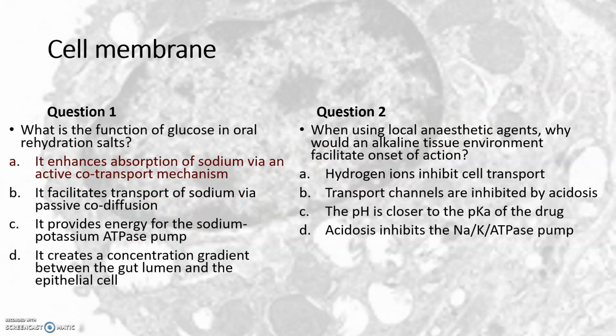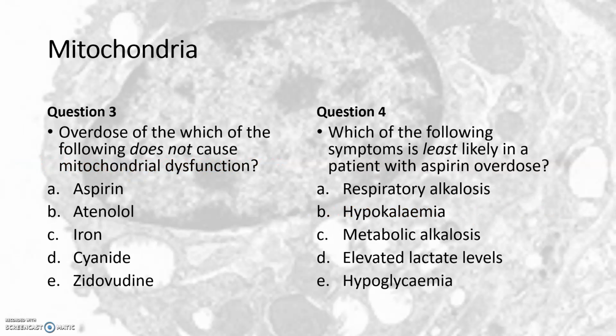Let's go. So question 1. What's the function of glucose in oral rehydration salts? So the answer is it enhances absorption of sodium by an active co-transport mechanism. Question 2. Using local anesthetics, the pH in alkaline tissue is closer to the pKa of the drug and allows more bioavailability at the cellular level.